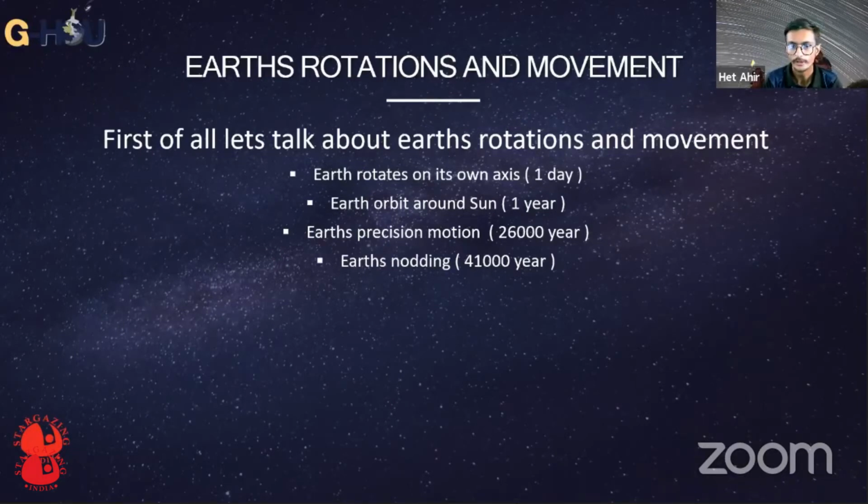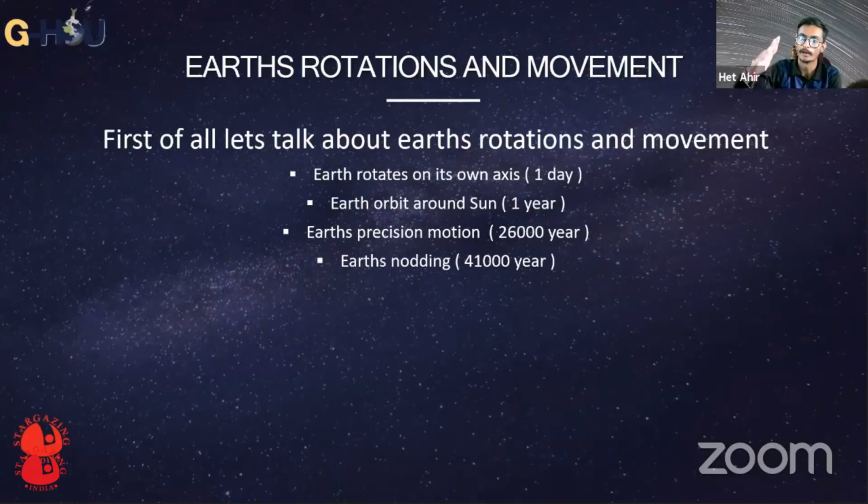Earth's precession motion will be like this circular motion. It takes 26,000 years to complete 1 circle, and the Earth also nods like this. It takes 41,000 years to complete 1 nod. These two are the major reasons behind the changing pole star.